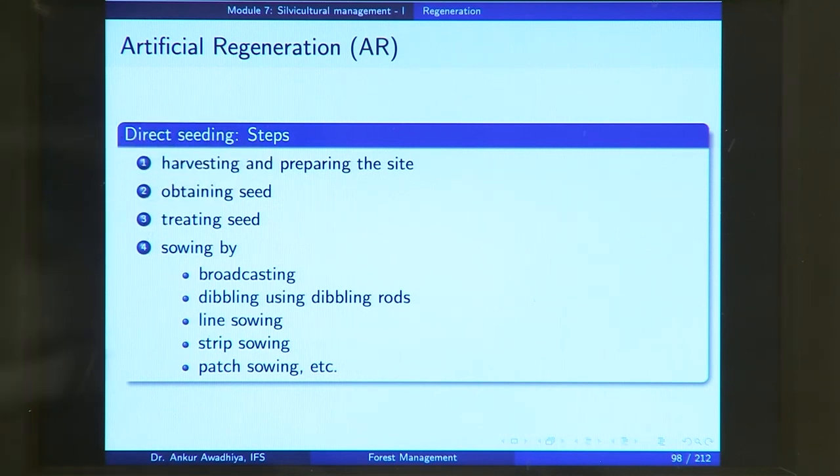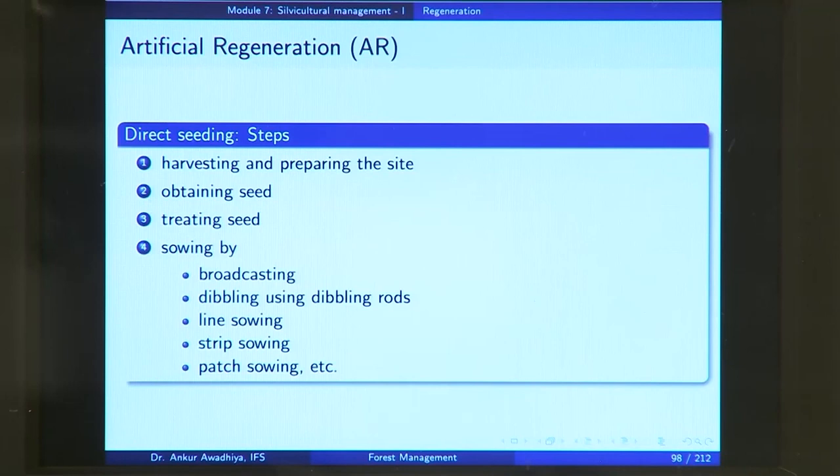After that you go for obtaining the seed. So, you have to collect the seed from other trees, then you treat the seeds. Now, this seed treatment can be to crack open the seed coat, so that germination becomes easier, or it may even be to reduce the chances of infestation or diseases. So, in that case you take your seeds, you treat them with a fungicide or with an insecticide, so that the insects and the fungi get killed, and then you use those seeds. So, that is treating the seeds.